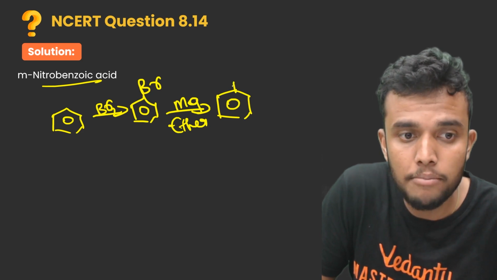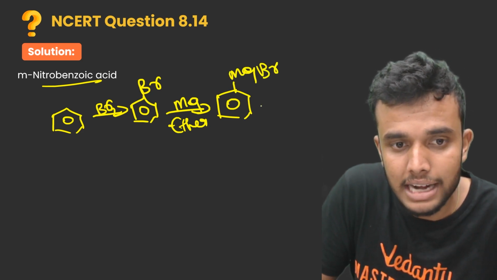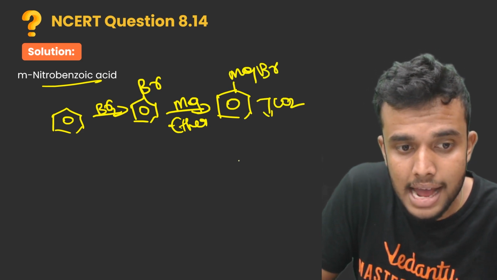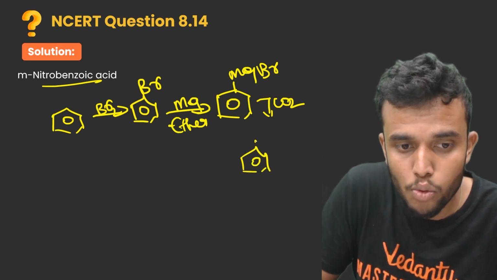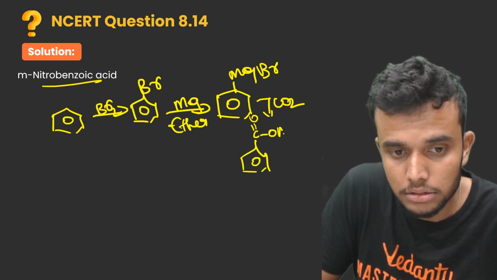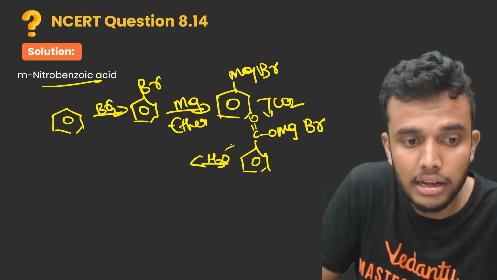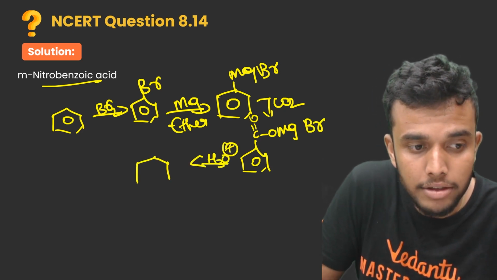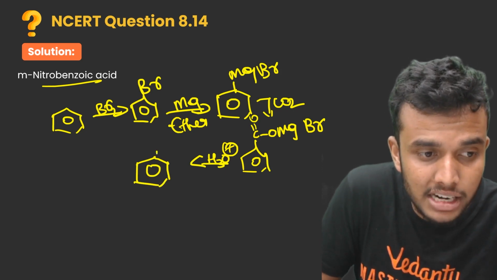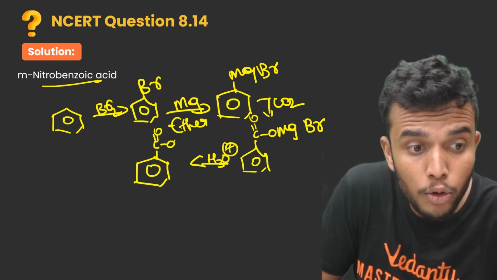Second step, MgBr. Next, it's reacted with carbon dioxide, which is nothing but dry ice, to yield COOMgBr. Next step is hydrolysis with H3O+ to yield benzoic acid. We already get benzoic acid, but we need meta-nitrobenzoic acid.